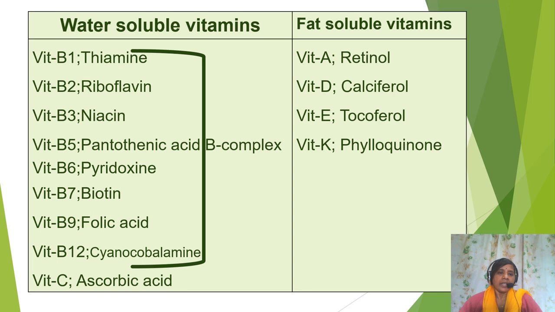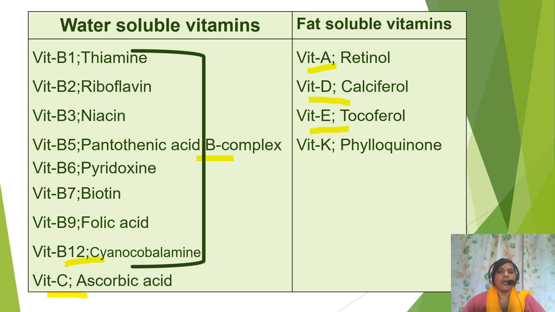Here, if you look at the numbers, they are not continuous like B1, B2, B3. Then you don't have B4, B5 is there, 6, 7. Then you don't have B8, B9 is there. Then again, there is 10, and 11 is missing. There is 12. Similar is true with the letters also. You have A here, of course B, then C, D, E. Then what about F, G, H, I, J? You have vitamin K here.